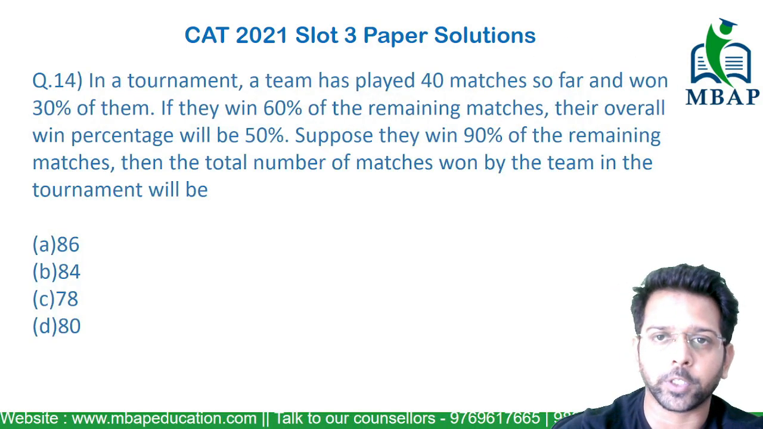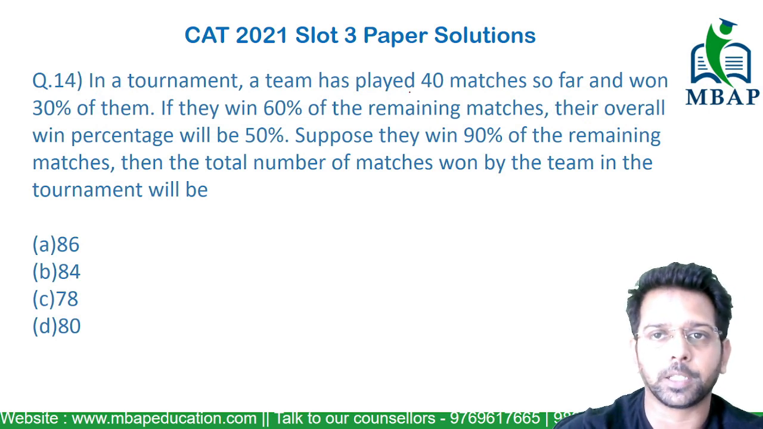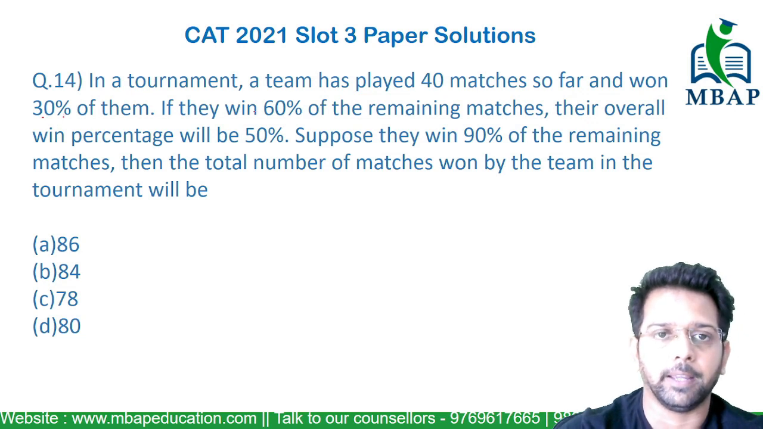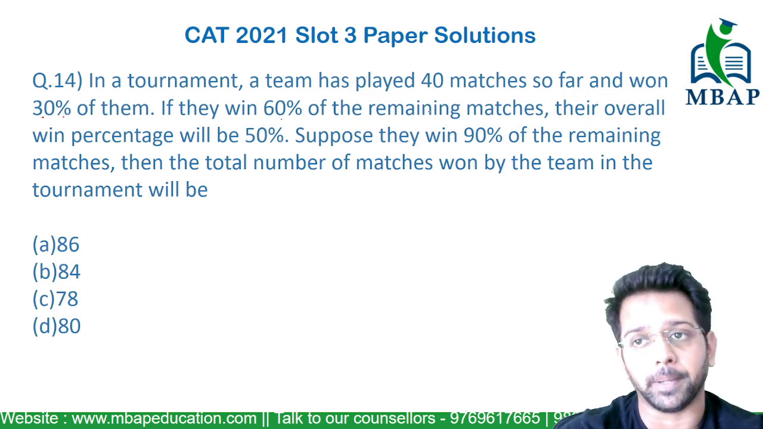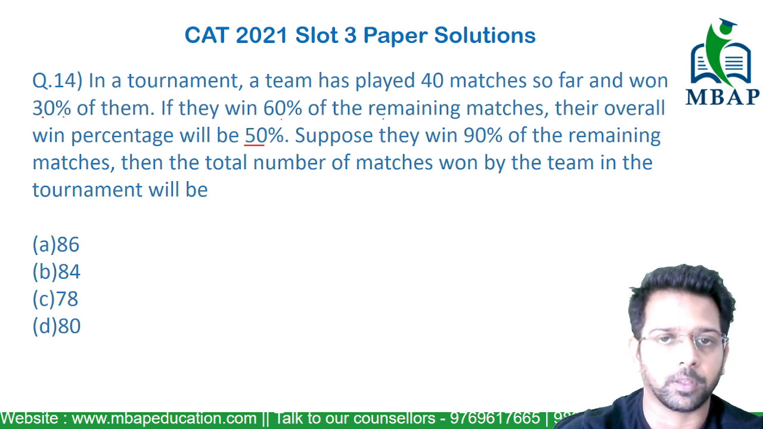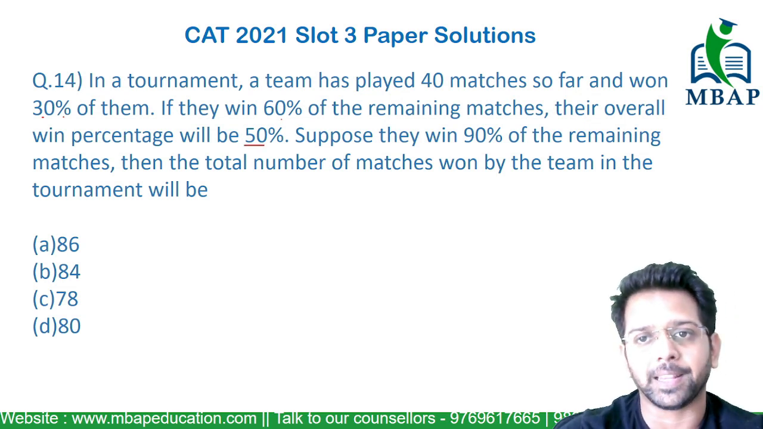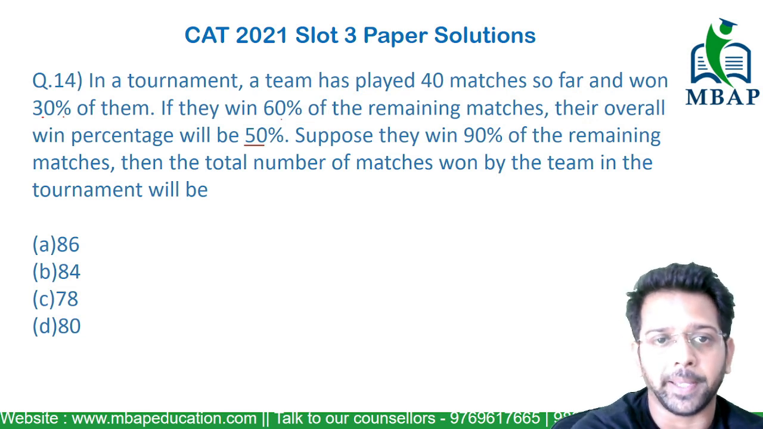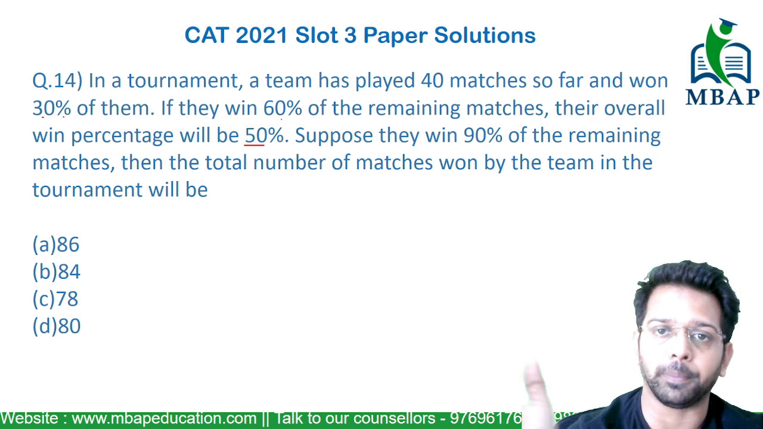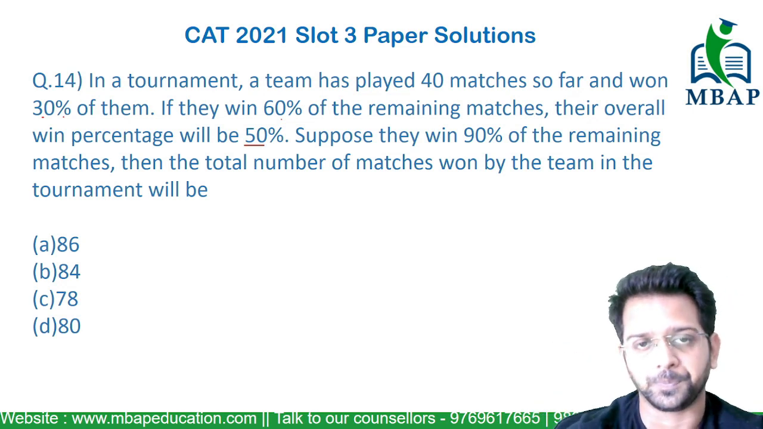Have a look at the next question on percentages. The question says, in a tournament, a team has played 40 matches so far and won 30% of them. If they win 60% of the remaining matches, the overall win percentage is basically 50%. Now suppose they win 90% of the remaining matches, that's an assumption, then what is the total number of won matches in the end?